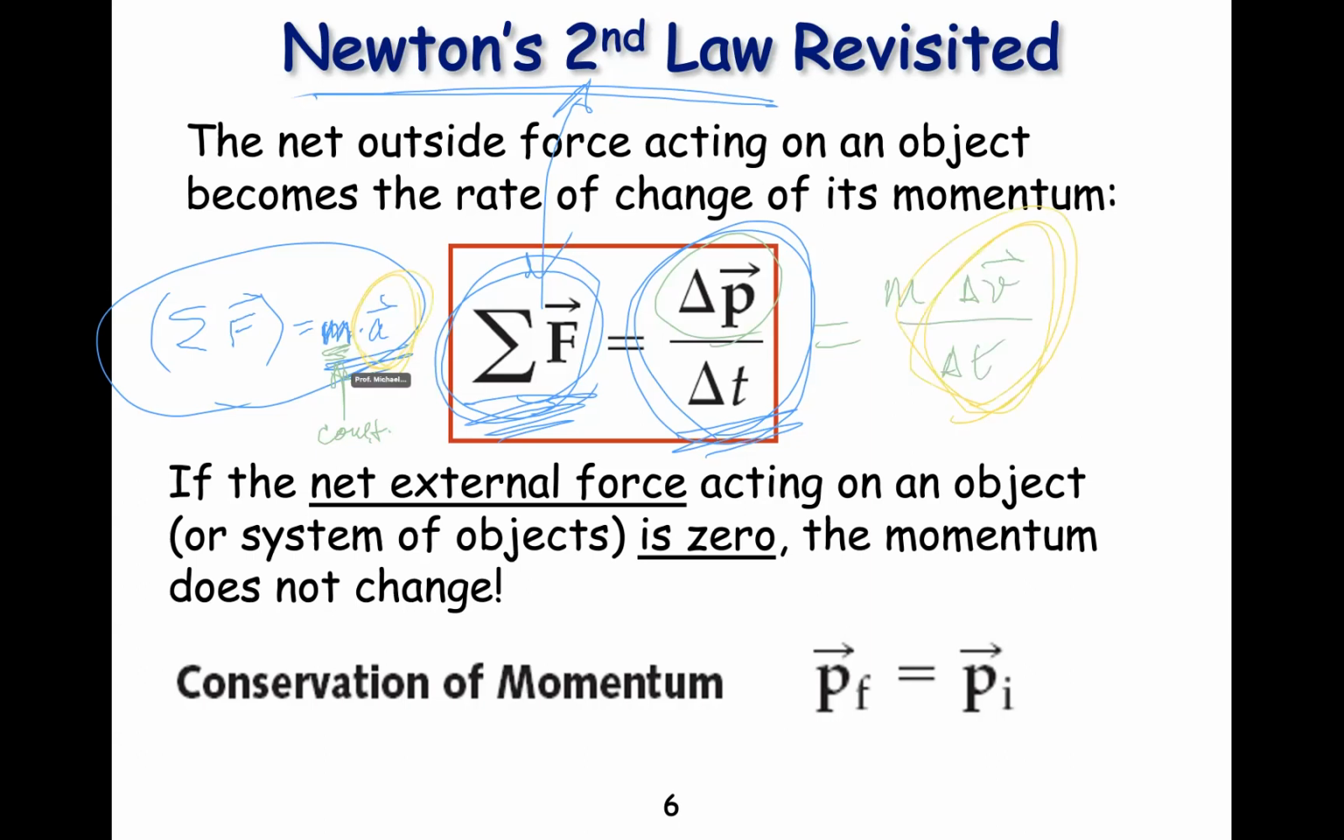So it turns out if we keep the mass of the object or the system constant, then these two formulations of Newton's second law are the same. They're exactly the same. It's just another way to write Newton's second law.